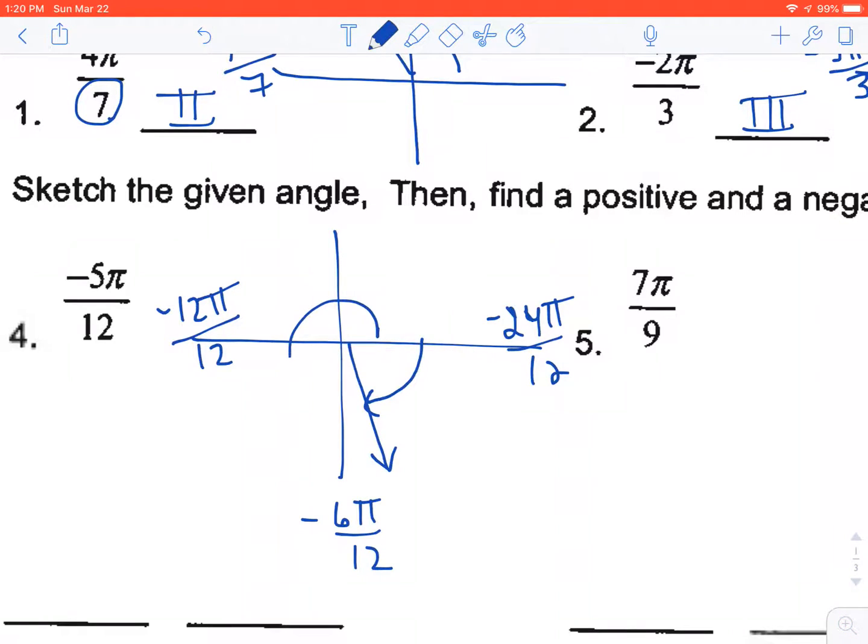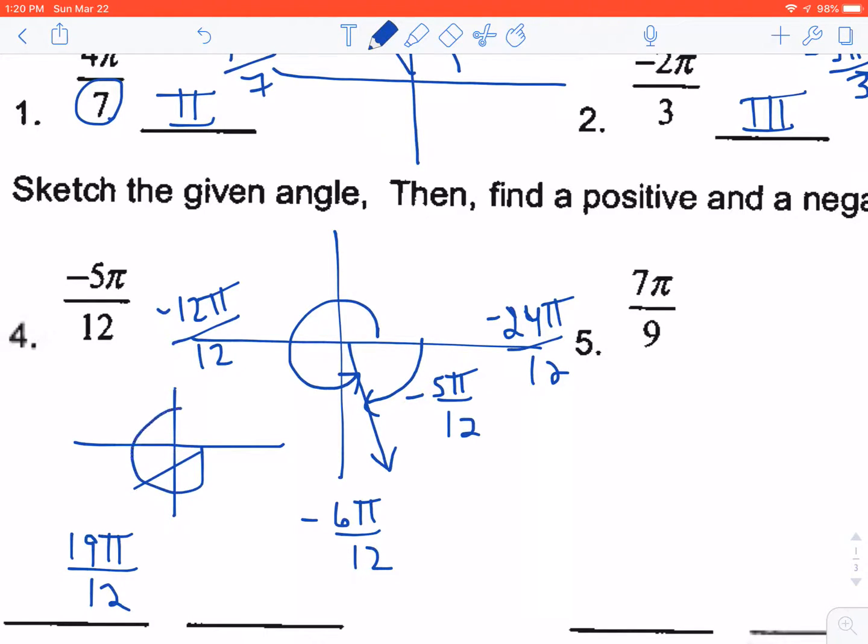So if I'm sketching negative 5 pi over 12, I'm going to be in quadrant 4. Now one of the coterminals I can do right on that same grid without it being too messy. If 24 pi over 12 is all the way around, and I've used up 5 pi over 12, 24 minus 5 is going to leave me with 19 pi over 12, and it is in the positive direction. To get another coterminal angle but negative, I'm going to go all the way around. That would be negative 24 pi over 12, and then I'm going to go negative 5 pi over 12 more. So negative 24 plus negative 5 is going to be negative 29 pi over 12.